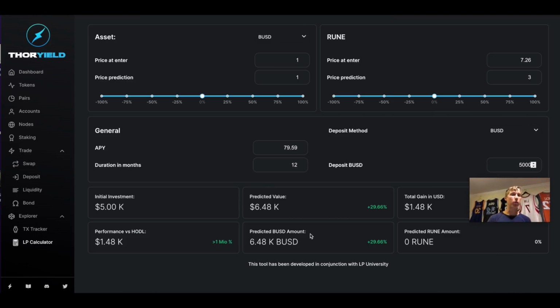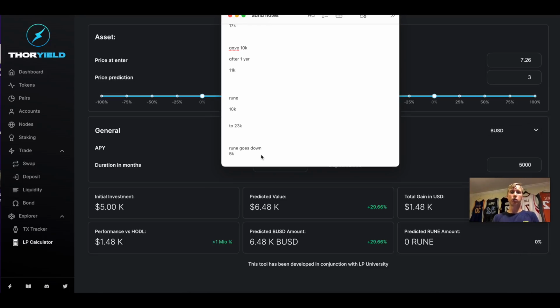Now let's give the example if RUNE goes down to $3. So we're doing $7.26 to $3, 5,000. We still make $1,480. So let's put that in math terms, 6.48, and then we still have our AAVE yield, which is 5,500. We are now at about $12,000. So even going down more than 50%, we still make more than we would on AAVE. That's the power of tranches. I just want you guys to see that.